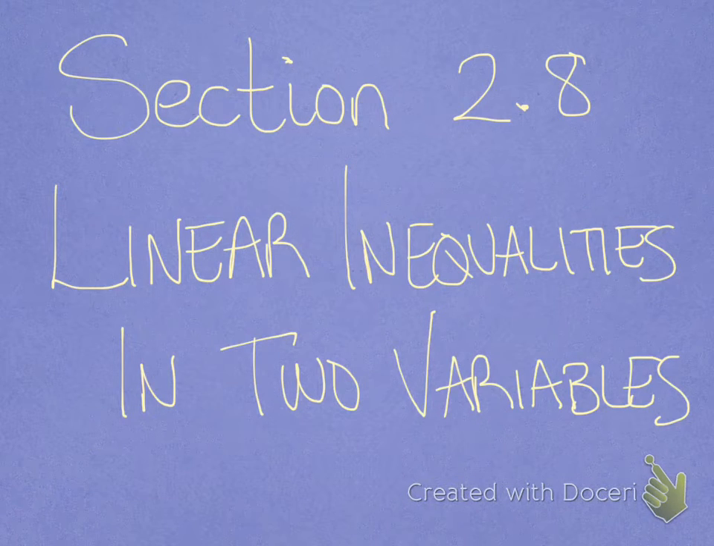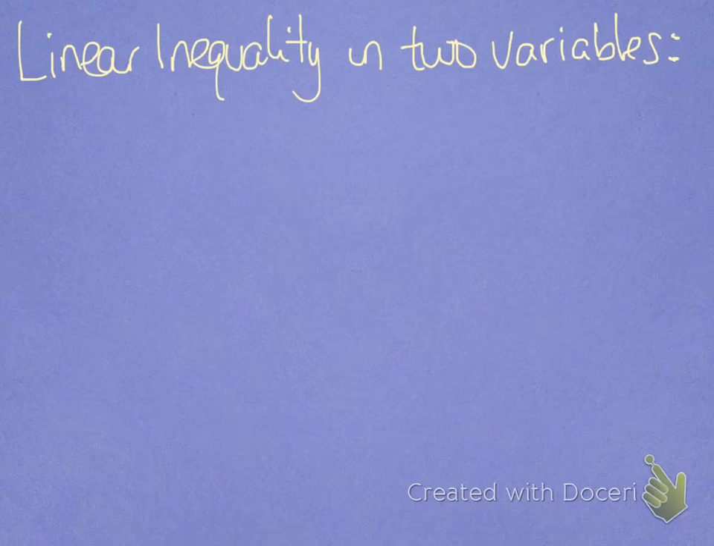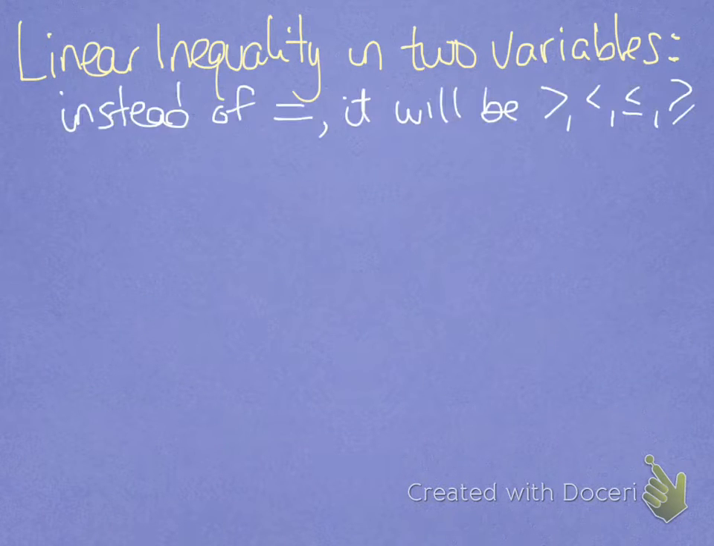Section 2.8, linear inequalities in two variables. So a linear inequality in two variables means that instead of using an equal sign, we're simply going to be using a less than, greater than, less than or equal to, or greater than or equal to. But we're going to be solving them basically in the same way. Again, the only difference is that when you're multiplying or dividing by a negative number, you need to make sure that you remember to flip the inequality.